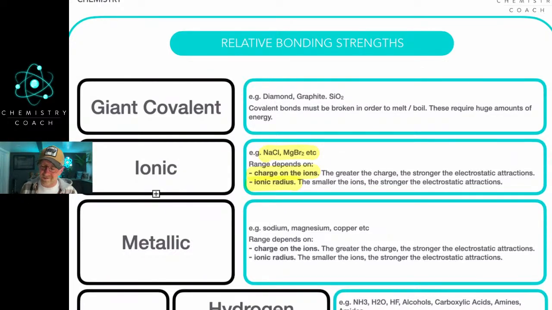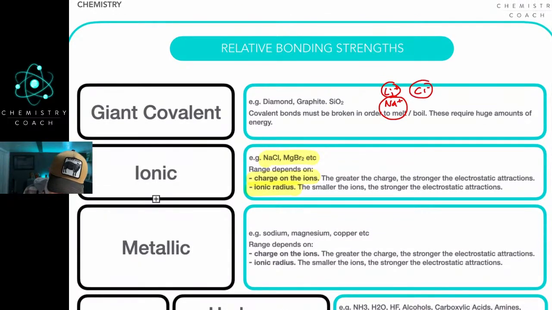Now, again, it's general, and you can rely on this. The smaller the ions, the stronger the electrostatic attractions. So if we've got lithium and sodium, Li plus and Na plus, because lithium's higher up in the group, it's a smaller ion compared to sodium. So between lithium chloride and sodium chloride, I would say that because lithium is smaller than sodium, that would have a stronger electrostatic attraction with the chlorine than the sodium would.